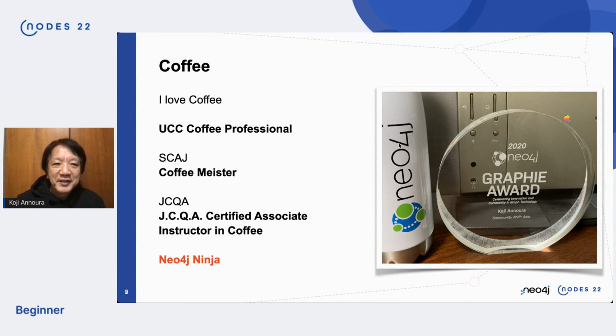Who am I? I love coffee. I passed three coffee exams. One is UCC Coffee Professional. Second, SAJ Coffee Master. Third, JCQA Certified Associate Instructor in Coffee. And also Neo4j Ninja.